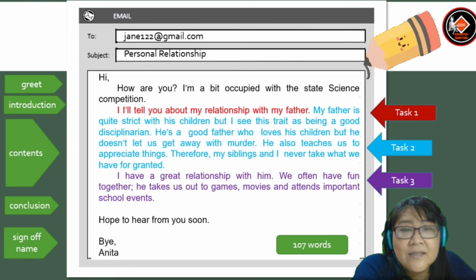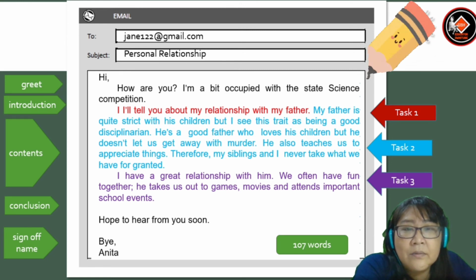And the last task is task 3. So this is about why is the relationship good or why is it bad. So you can write, I have a great or a good relationship with my father or him. We often have fun together. He takes us out to games, movies, and attends important school events.